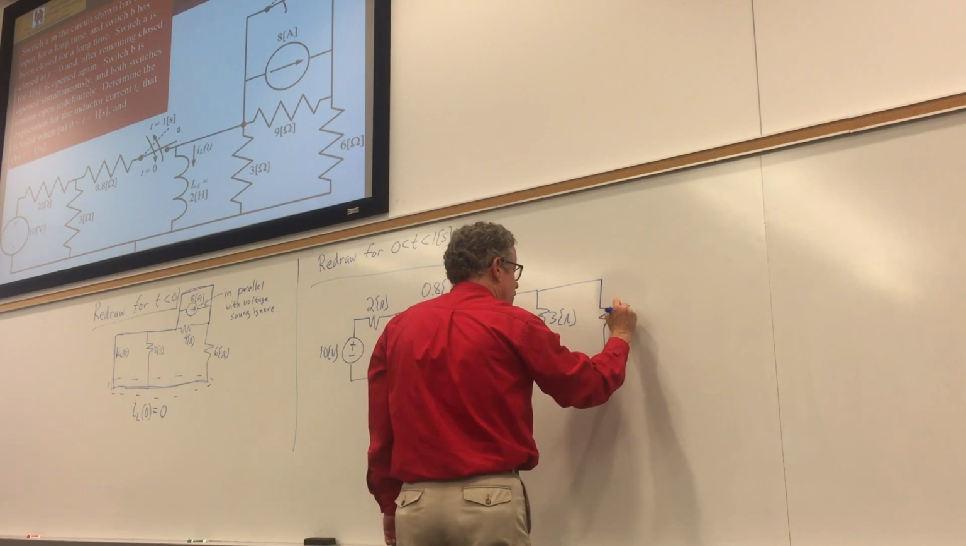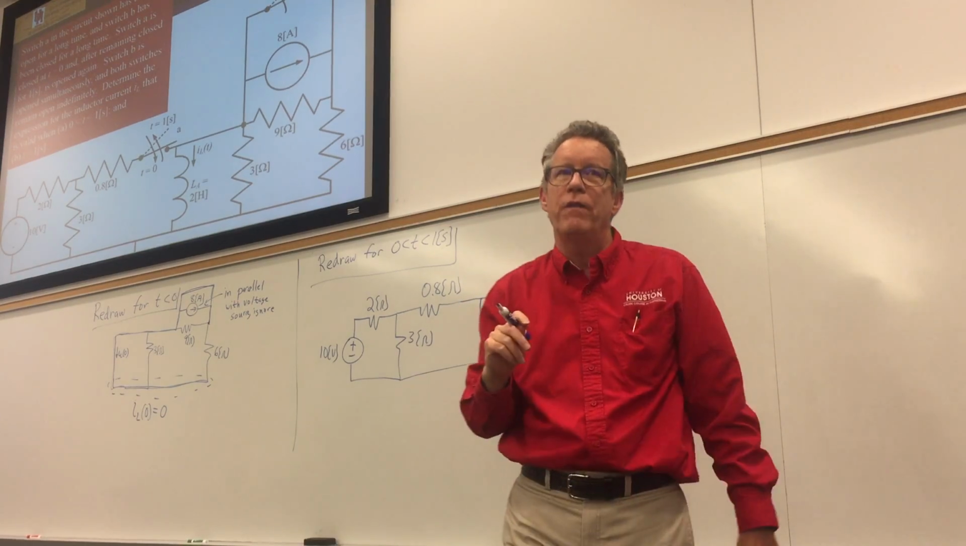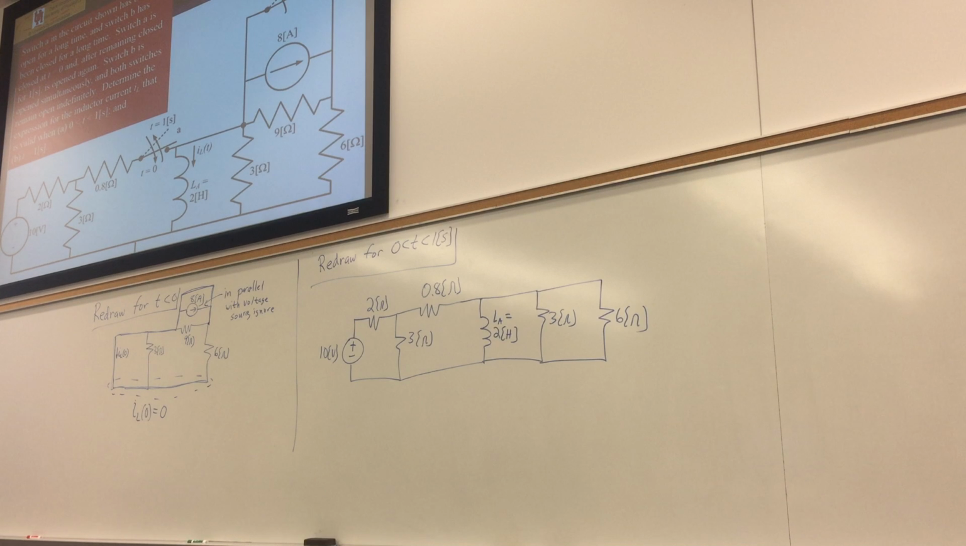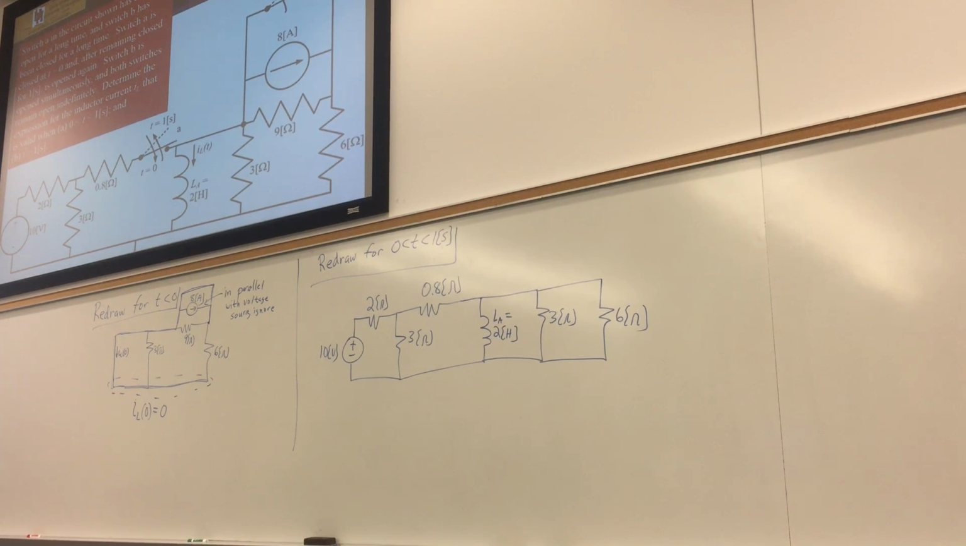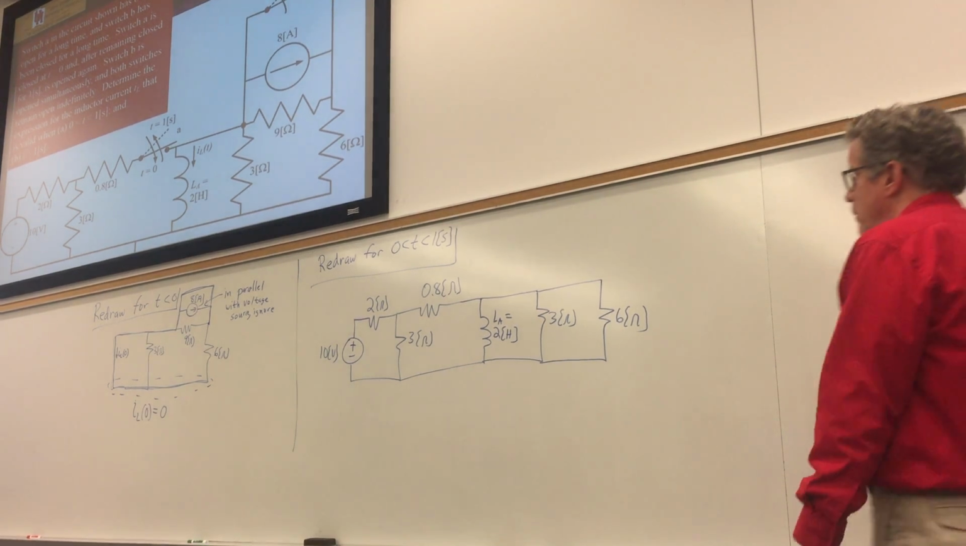But these things, the 3 ohm and the 6 ohms, they're not in parallel with that 0 valued voltage source. I need to keep them in. You ignored them over there. Well, that was a different circuit over there. That circuit and this circuit are not the same.